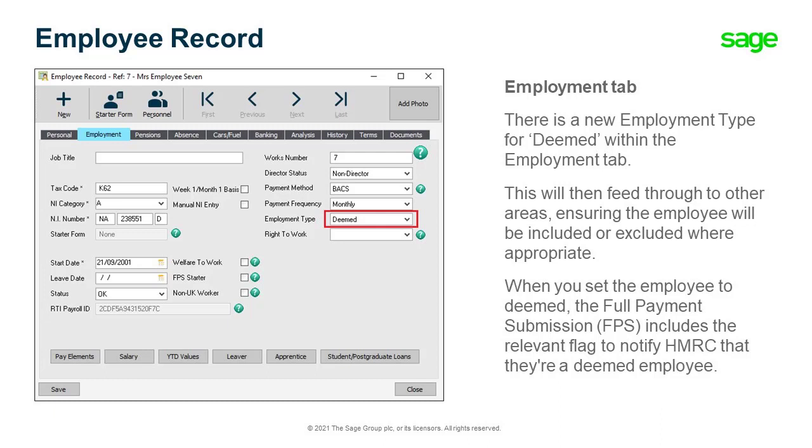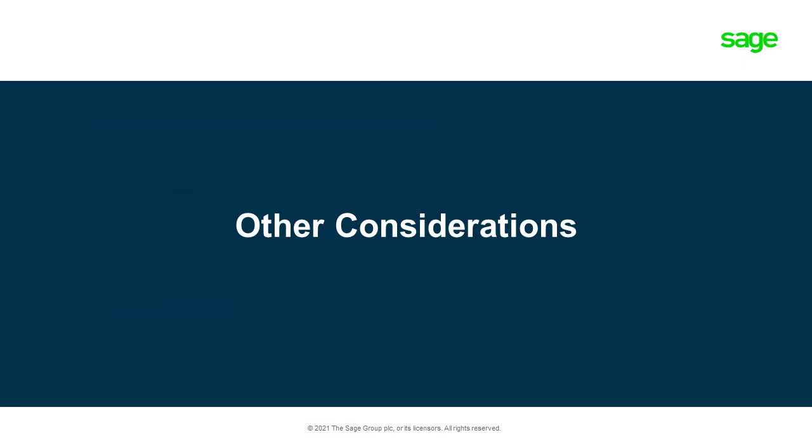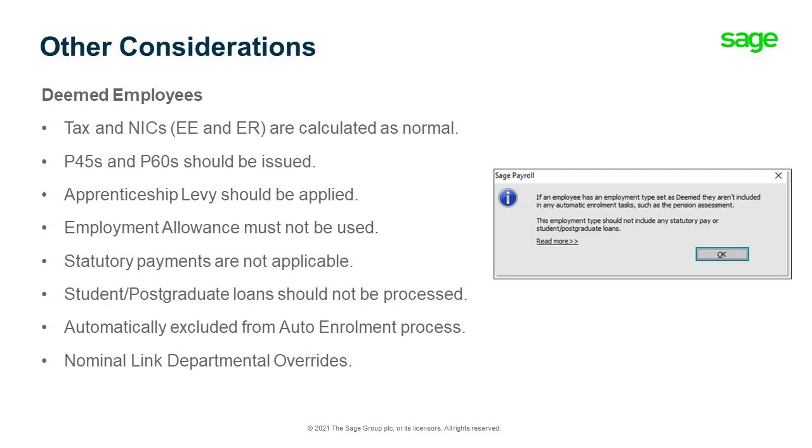When you set the employee to deemed, the full payment submission, or FPS, includes the relevant flag to notify HMRC that they're a deemed employee, as per the legislation requirements we discussed earlier. There are some other points you need to consider when processing with deemed employees within Sage 50 Cloud Payroll. Let's cover those now. Starting with tax and national insurance. Tax is calculated as normal, so deemed employees should choose Statement C on the starter checklist to ensure the basic rate, or BR, tax code is used. Both employee and employer national insurance is calculated as normal, using the NI category appropriate for the employee.